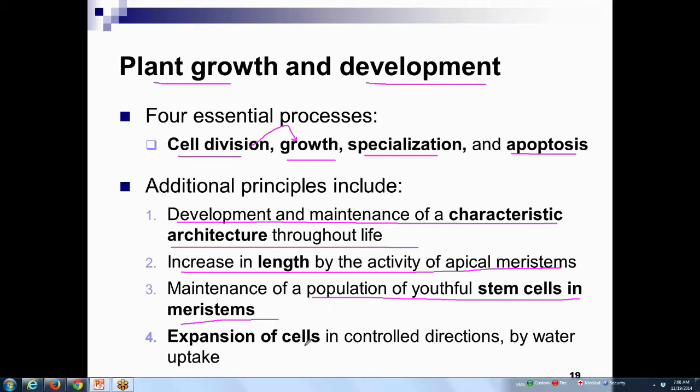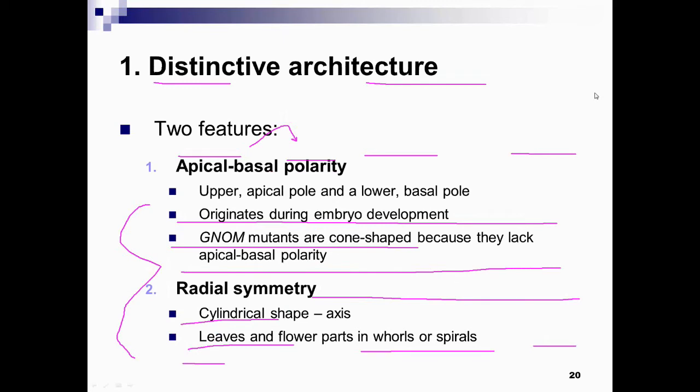found in the meristems. And of course, we actually have expansion of cells like we also see in humans, but it's in very controlled directions in plants, and water intake plays a big role. So we'll talk more about how that happens shortly. So these are the four basic activities that will result in the maintenance of a plant's architecture and also help a plant to grow. All right, so let's look a little bit more at the architecture of a plant.